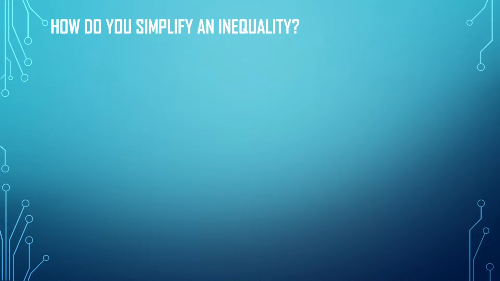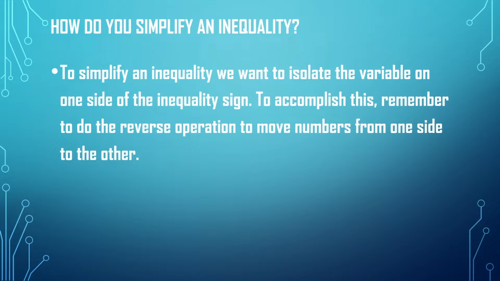How do you simplify an inequality? To simplify an inequality, we want to isolate the variable on one side of the inequality sign. To accomplish this, remember to do the reverse operation to move the numbers from one side to the other.